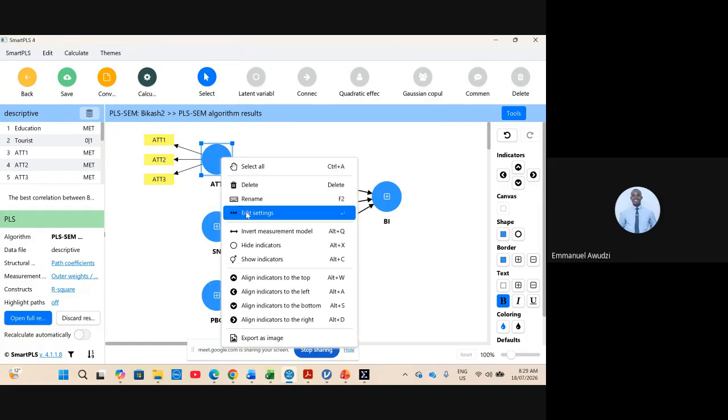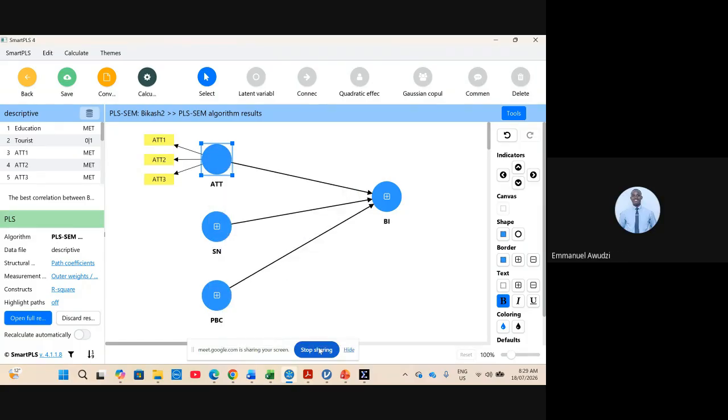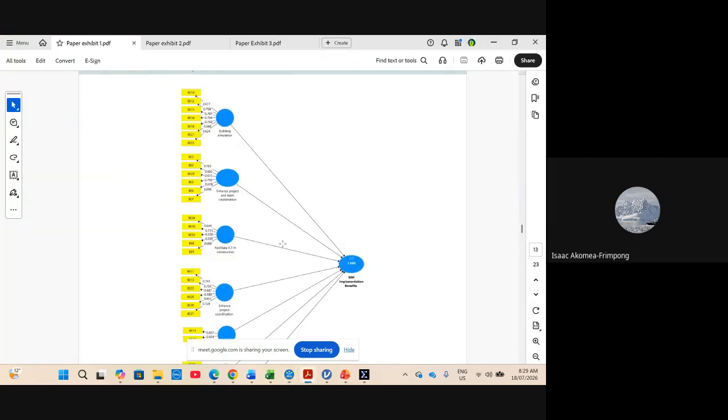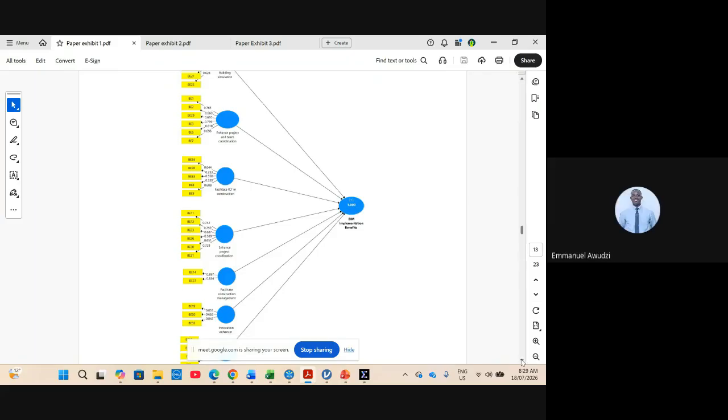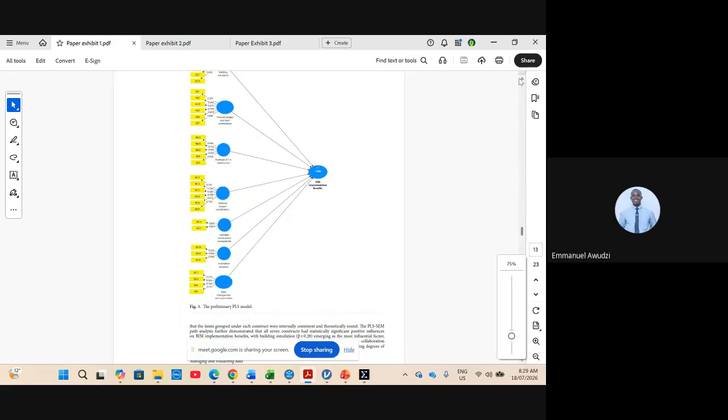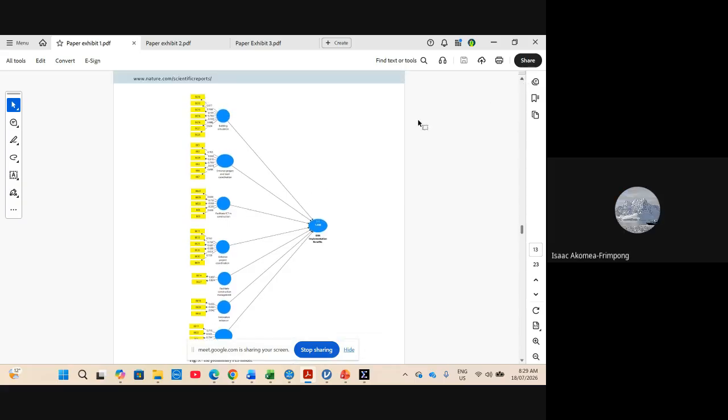Please, can you go to the paper again? So this particular one, the benefit that we have there, if you look at where the yellow things are, the indicators on the yellow side, all of them are benefits.